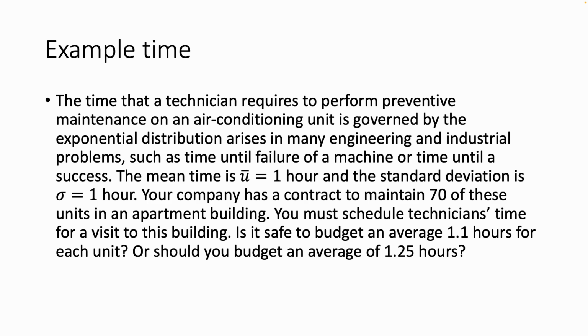May go out there and discover nothing's wrong, no maintenance needs to be done. The average is going to be an hour and the standard deviation is 1 hour, so maybe it takes one standard deviation, which puts us between 0 and 2 as being one standard deviation in either direction. He has a contract to maintain 70 units in an apartment building. You must schedule the technician time for the visit to this building. Is it safe to budget an average of 1.1 hours for each unit?